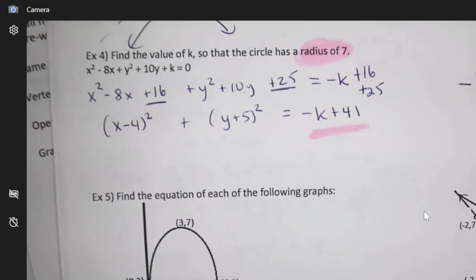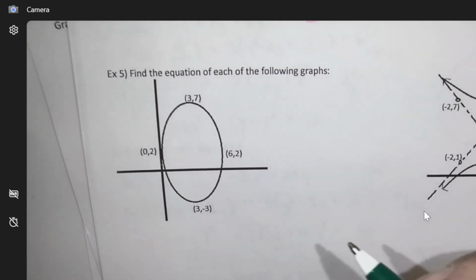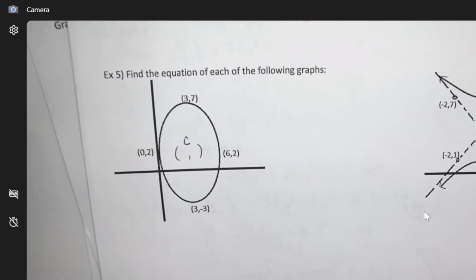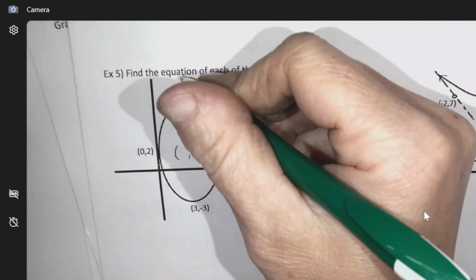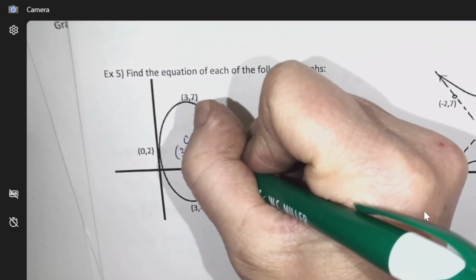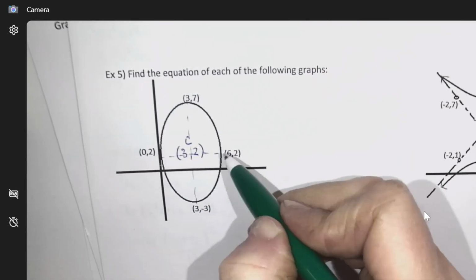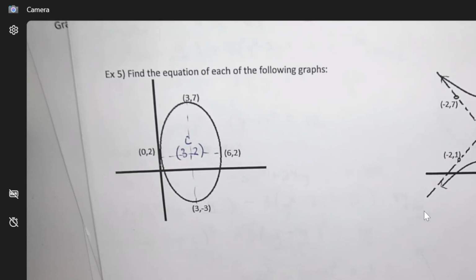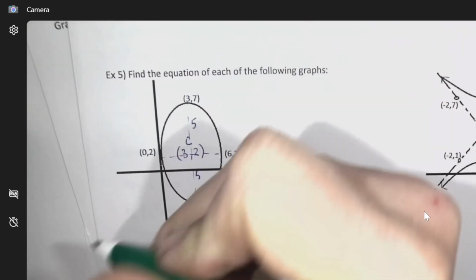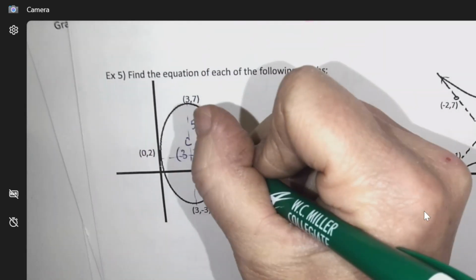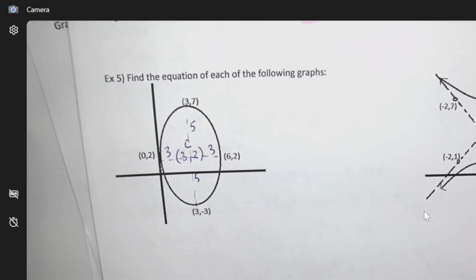Okay, last two are from graphs. Okay, so on this one, figure out what the center would be. So it looks like it's lining up with 3, 2. Vertically, what? Looks like a 5 each way. Horizontally is a 3 each way.